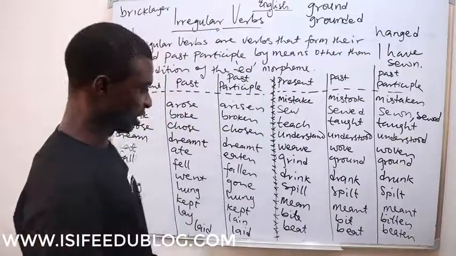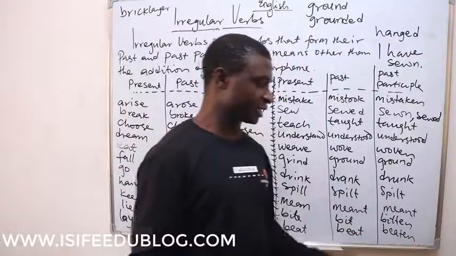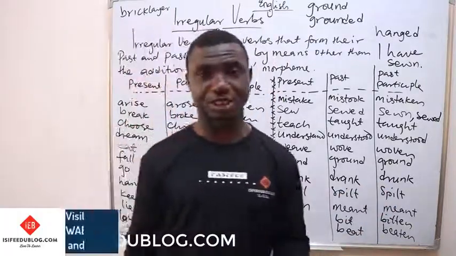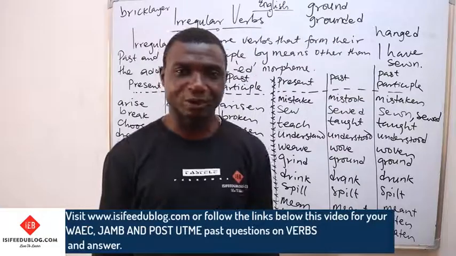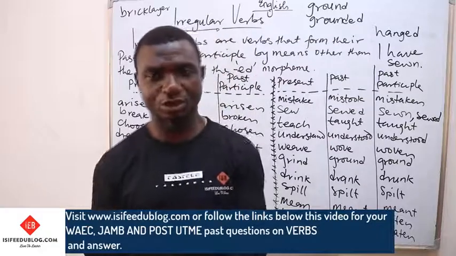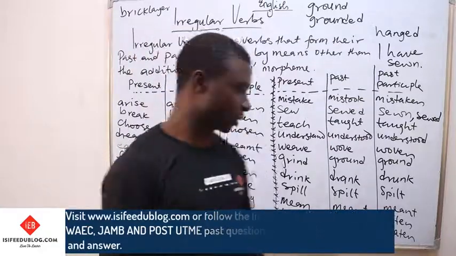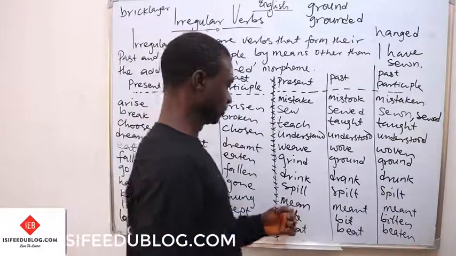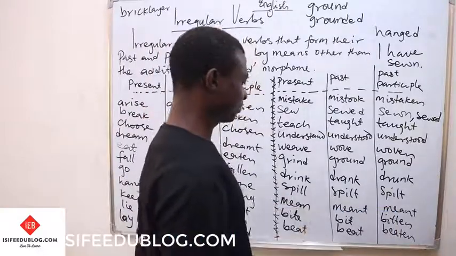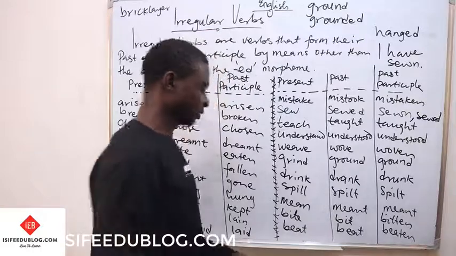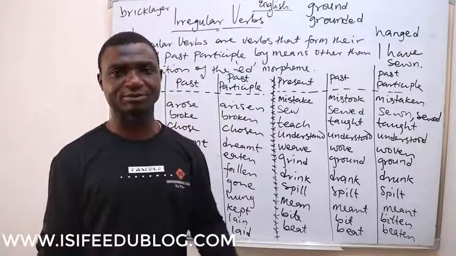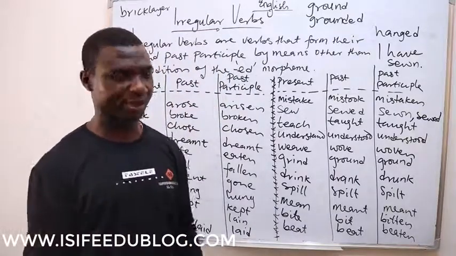Right? It is also this form that is used to describe somebody who is under the influence of alcohol. Don't mind him, he is drunk. Now, spill. Past tense is spilled. The past participle is spilled. He spilled my milk and I asked him to give me another cup.